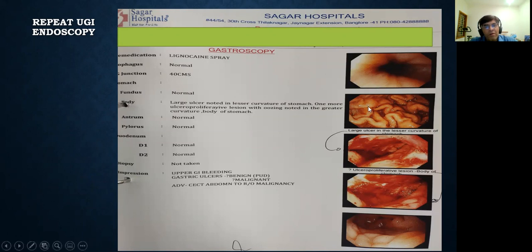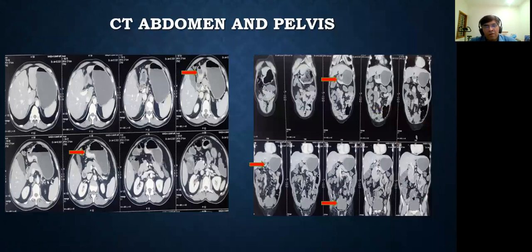Here we can see the ulceroproliferative lesion around the greater curvature and the body of the stomach. The gastroenterologist told us that it may probably be malignant, so a contrast CT of the abdomen was done, which showed a growth along the distal body as well as the antrum of the stomach. Here you can see. He also had cholelithiasis and mild prostatomegaly.